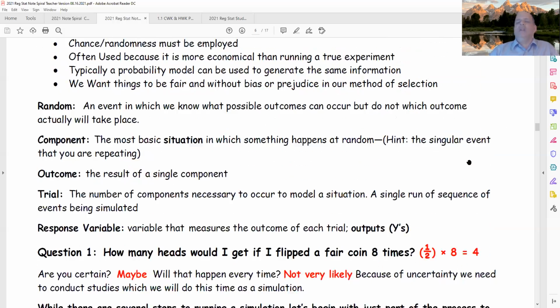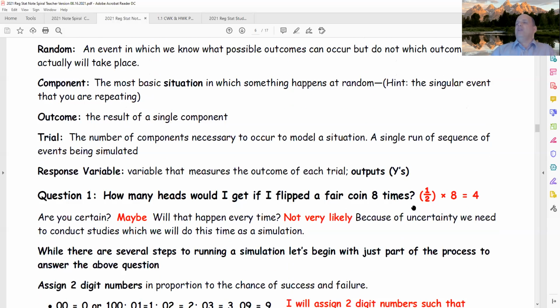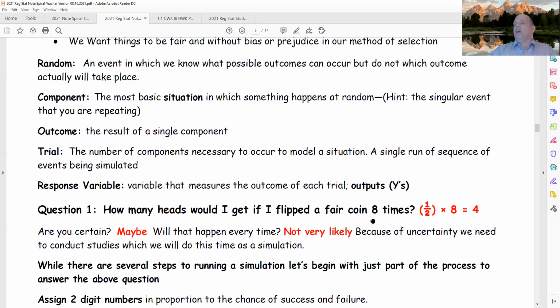A component is the most basic thing. So we talked about flipping a coin. So the component would be flipping the coin. The outcome would be whether it was heads or tails. But in this particular case, I said, hey, a trial would be how many times did I have to flip it until I got 4 heads or 5 heads, and a trial would happen after I completed that number of successes.